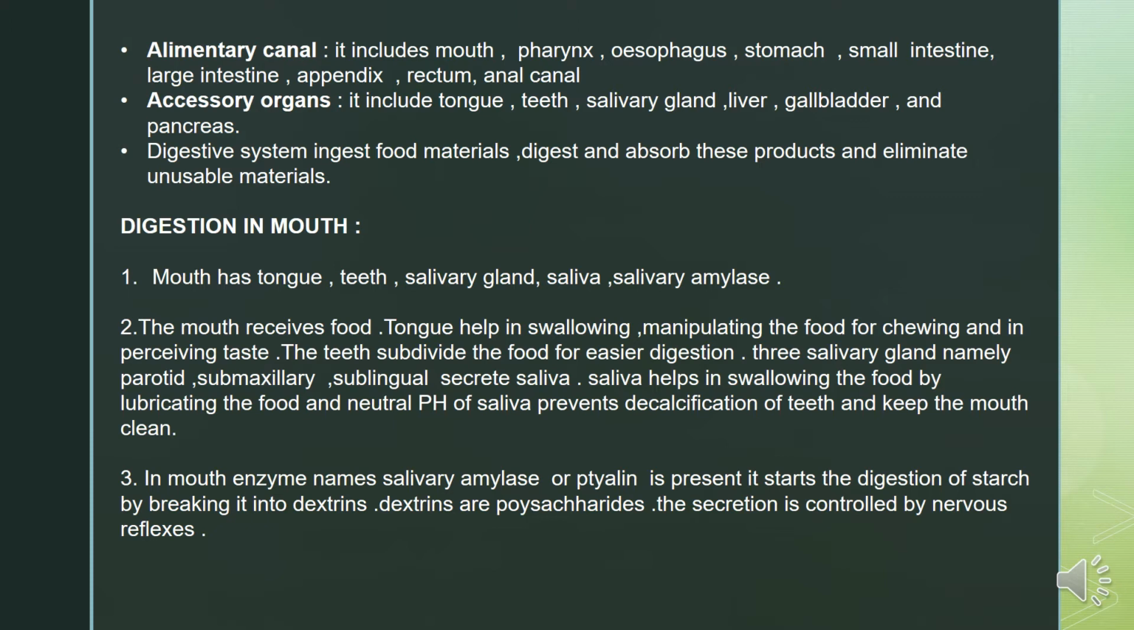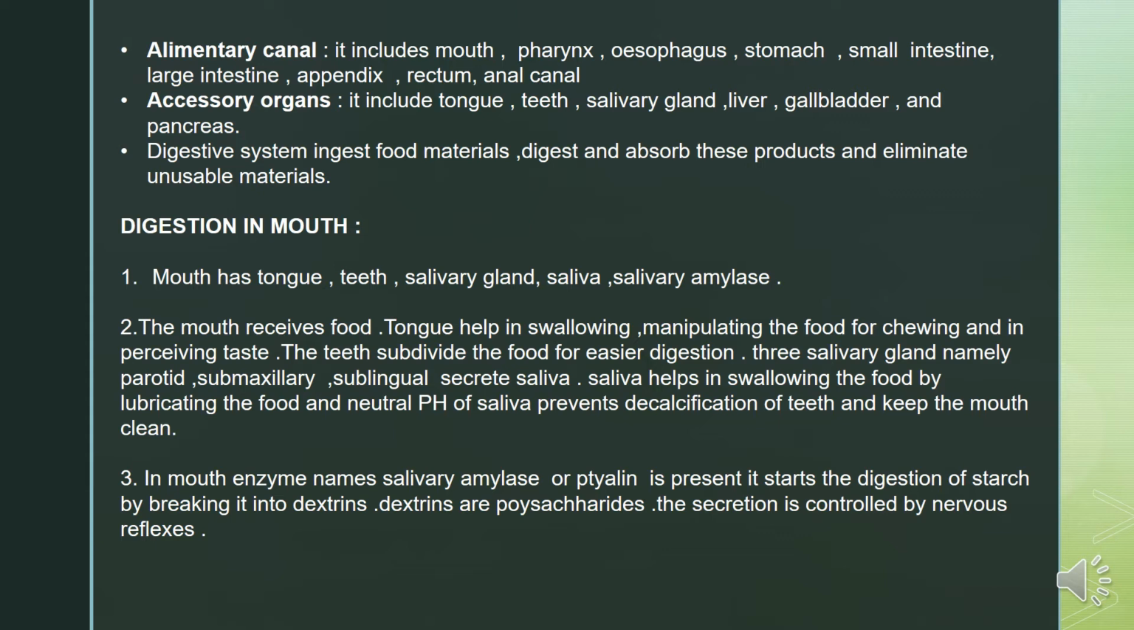Digestion in the mouth. The mouth has the tongue, teeth, salivary glands, saliva and salivary amylase. The mouth receives food; the tongue helps in swallowing, manipulating the food for chewing and perceiving taste. The teeth subdivide the food for easier digestion. Three salivary glands, parotid, submaxillary and sublingual, secrete saliva. Saliva helps in swallowing the food by lubricating it, and the neutral pH of saliva prevents the decalcification of teeth and keeps the mouth clean.